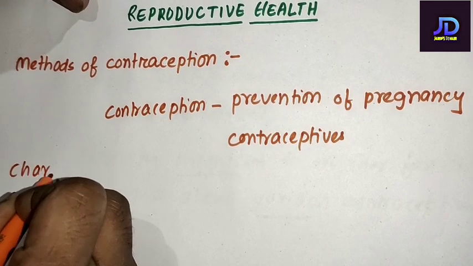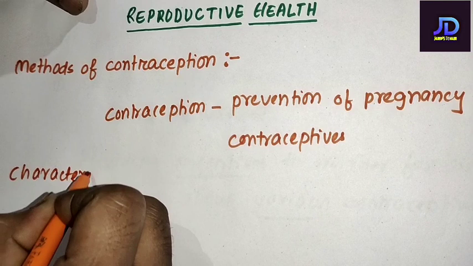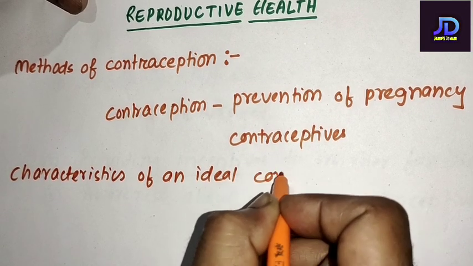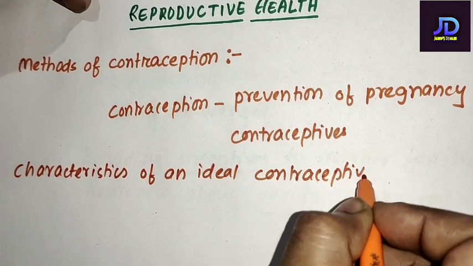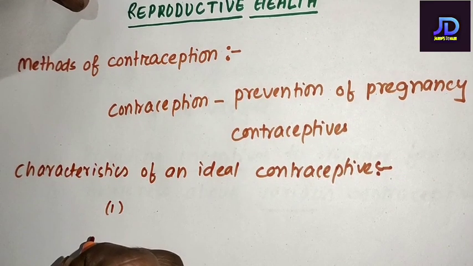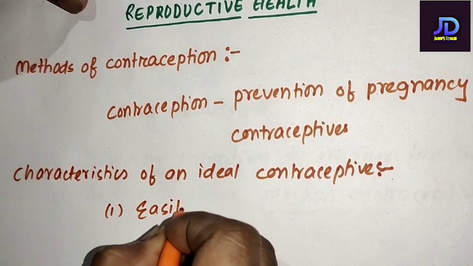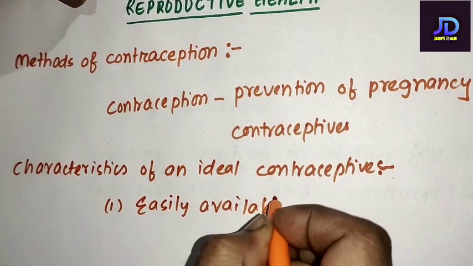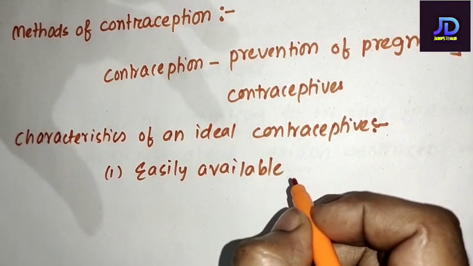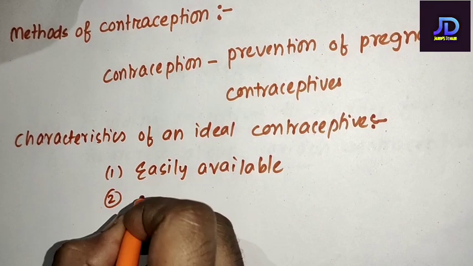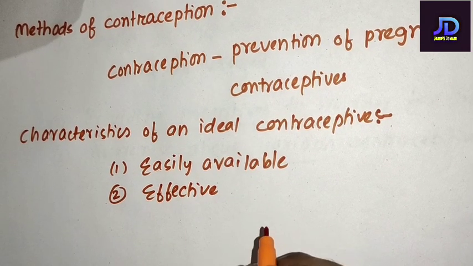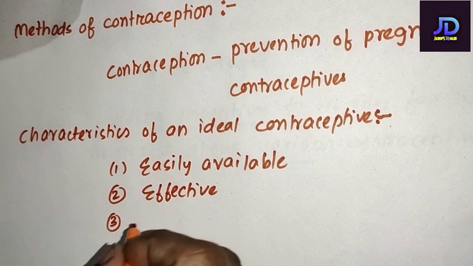We'll write characteristics of an ideal contraceptive. The first characteristic it should have is that it should be easily available. Easily available means it should be cheap and easily affordable, so that people can easily have it. The second is that it must be effective. Its real purpose must be served. And the third characteristic is that it must be reversible.